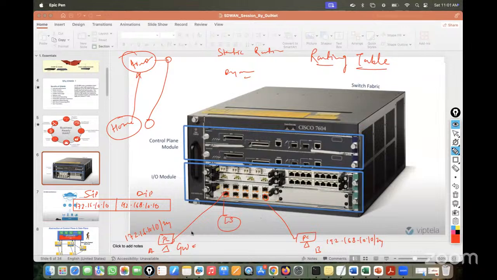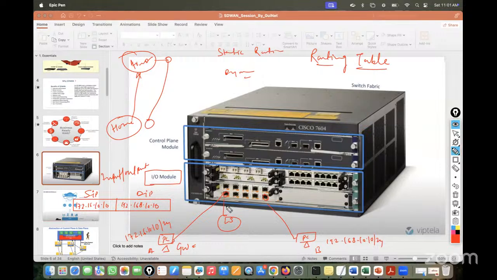So now my PC checks what my gateway is. Gateway is this. So it is going to punt the packet to the gateway interface. After receiving it, this particular module where the packet is punted is known as the IO module. What is the IO module? That is the input output module, or you can just say ingress egress interface, input output interface.